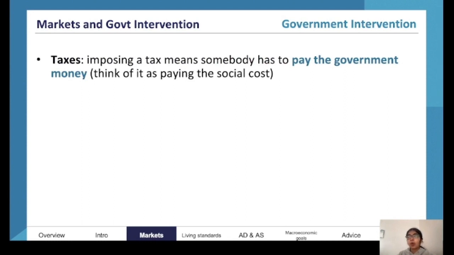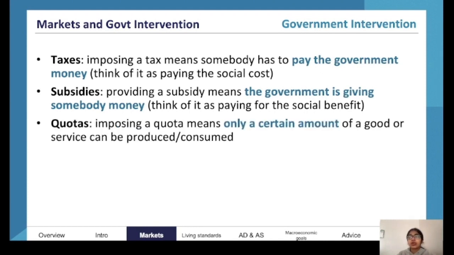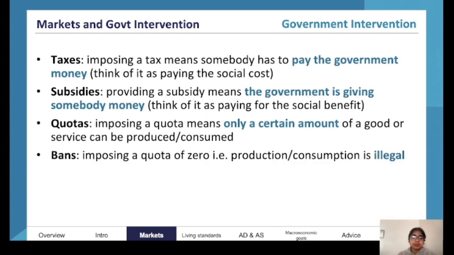Okay, the way that governments can intervene, they can put taxes on stuff. So this is especially relevant to externalities. They can subsidize goods with positive externalities. There's quotas. So then, for example, overfishing, there might be only a certain number of fish you can catch every day. Or for negative externalities, only a certain amount of these goods can be produced.